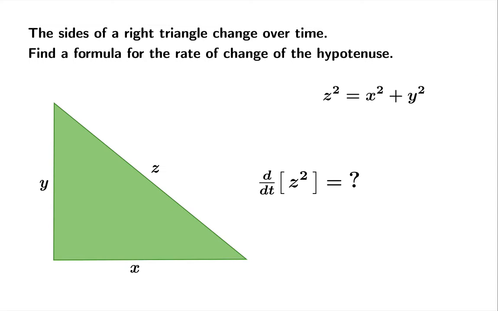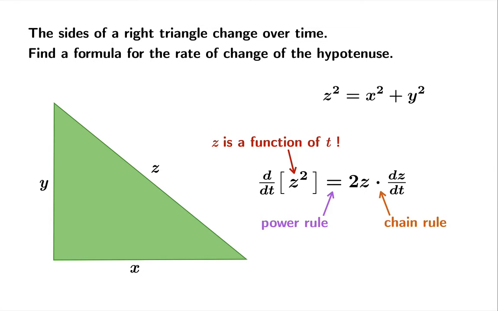What's the derivative with respect to t of z squared? So we have a power. It's a square. So the power rule tells us that this derivative should be 2z. But we're not done because z is a function of t. It changes in time. So we're going to need the chain rule. We're going to need to multiply by dz/dt. We don't know what the formula for z is in terms of t, so dz/dt is the best we can do, but it'll be good enough.